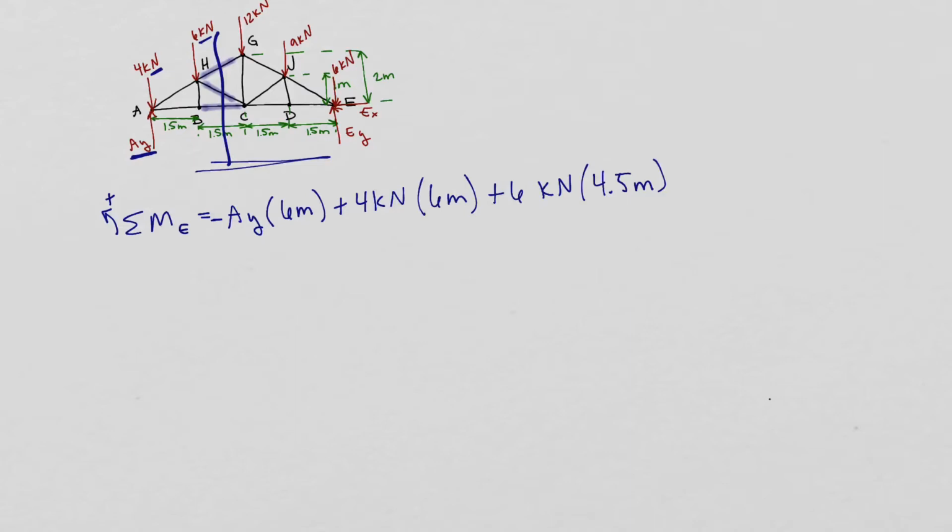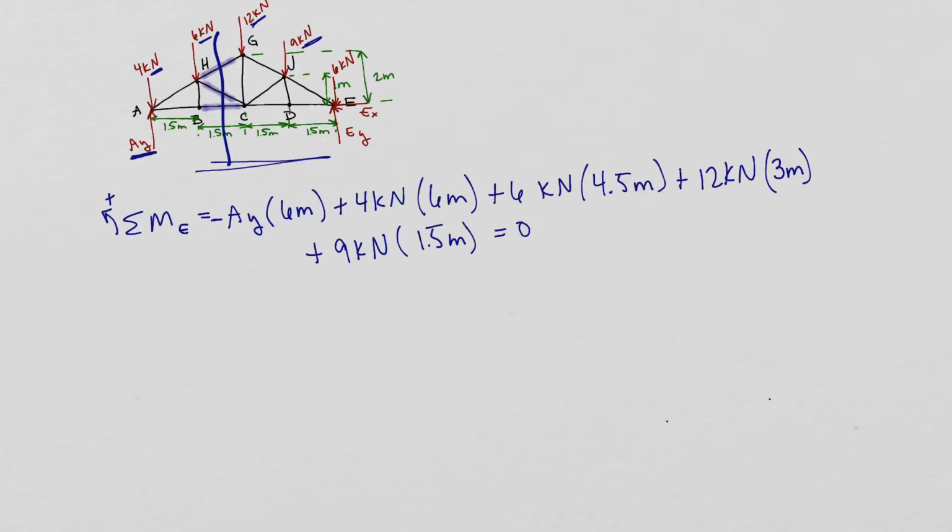Plus, using the right-hand rule, 12 kilonewtons, that's this one here, times that perpendicular distance of 3 meters, plus 9 kilonewtons times 1.5 meters, that's this one. The 6 kilonewton and the EX and EY are all at point E, so there's no perpendicular distance. We don't have to include those, and all of this equals 0. Now just take a second with your calculator and calculate that out. I'm going to pause it while you do that.